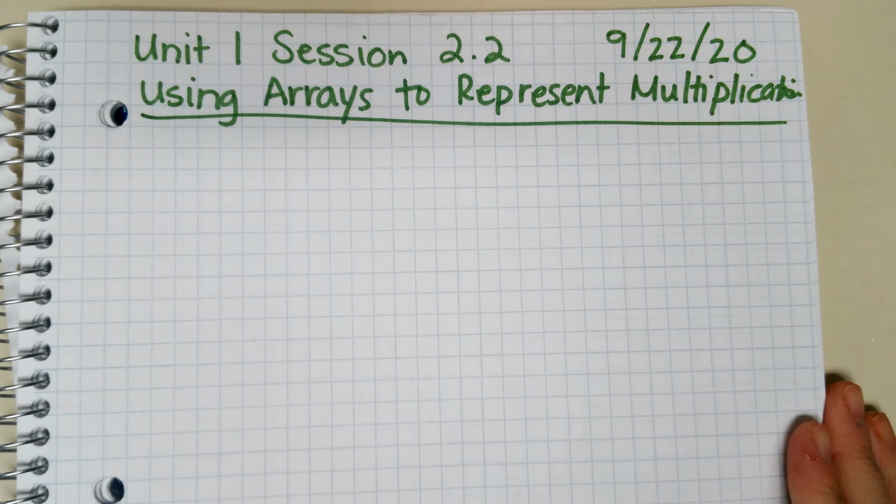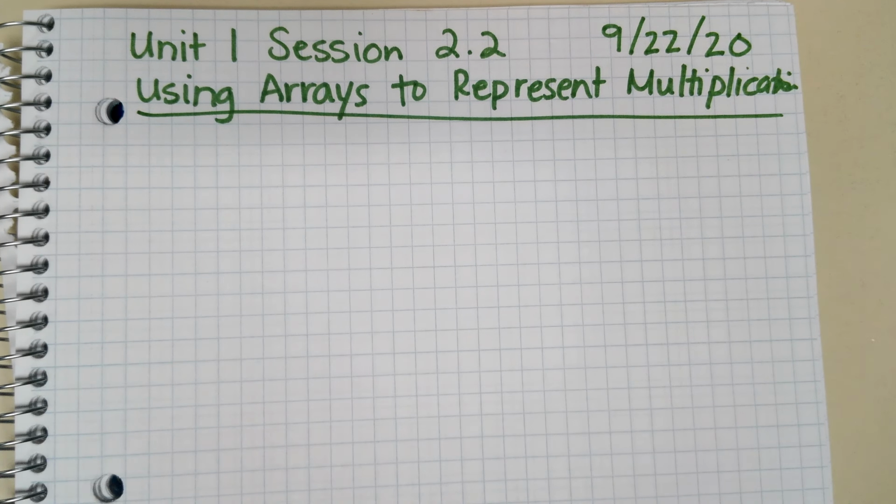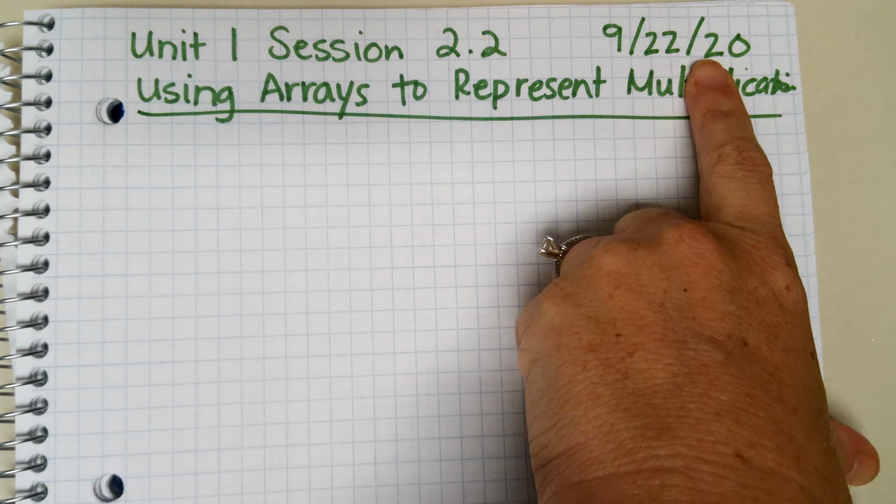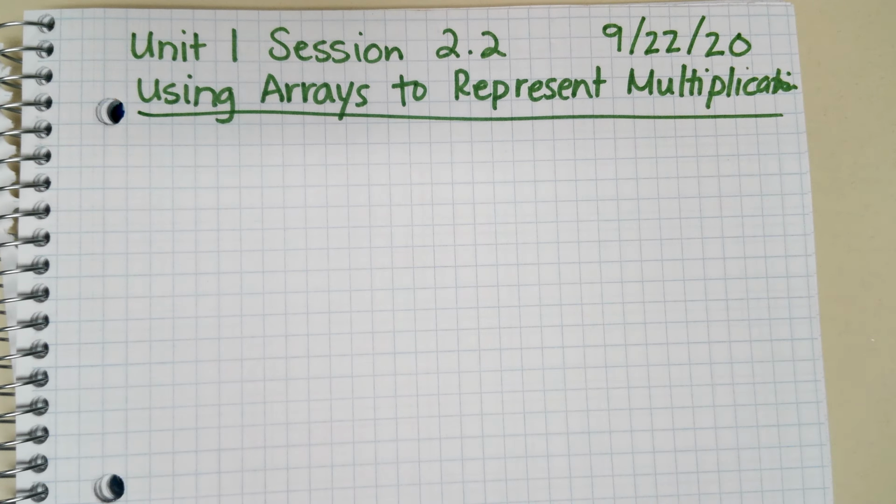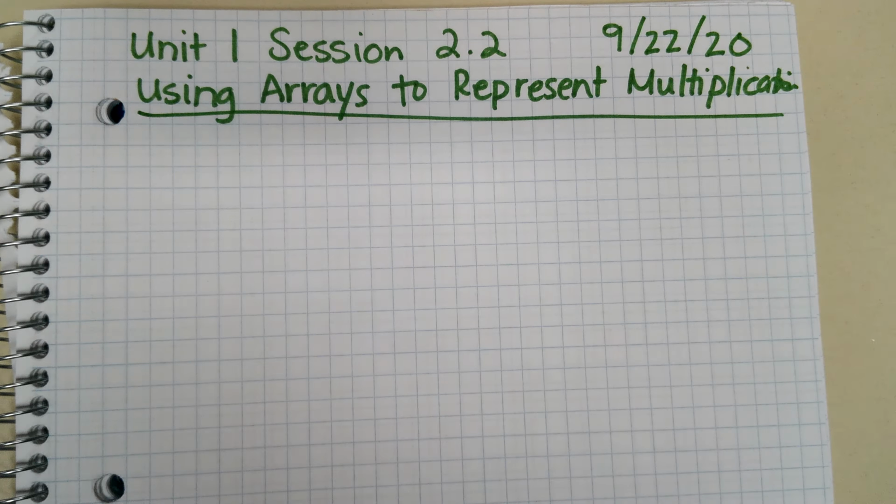And as usual, we're going to go ahead and get started with our labeling of our page. Today is September 22nd, 2020. This is Unit 1, Session 2.2, and this is called Using Arrays to Represent Multiplication.